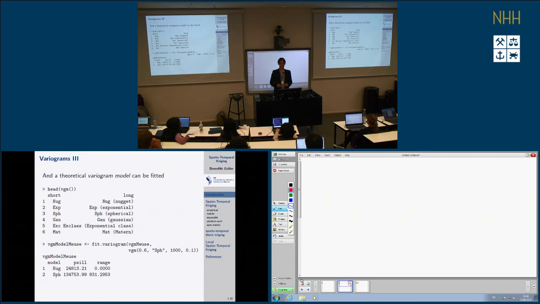They sometimes get a little bit mixed up. But I stick to the R gstat world here. So it's a partial sill that you get per model. Fitting a nugget and a spherical model here is already a combination of two models: the pure noise effect plus something spatial. And each of these models has a partial sill, so its own contribution to the overall sill. And the nugget obviously has a range of zero. And the range of the spherical model here is estimated to be approximately 830 meters.